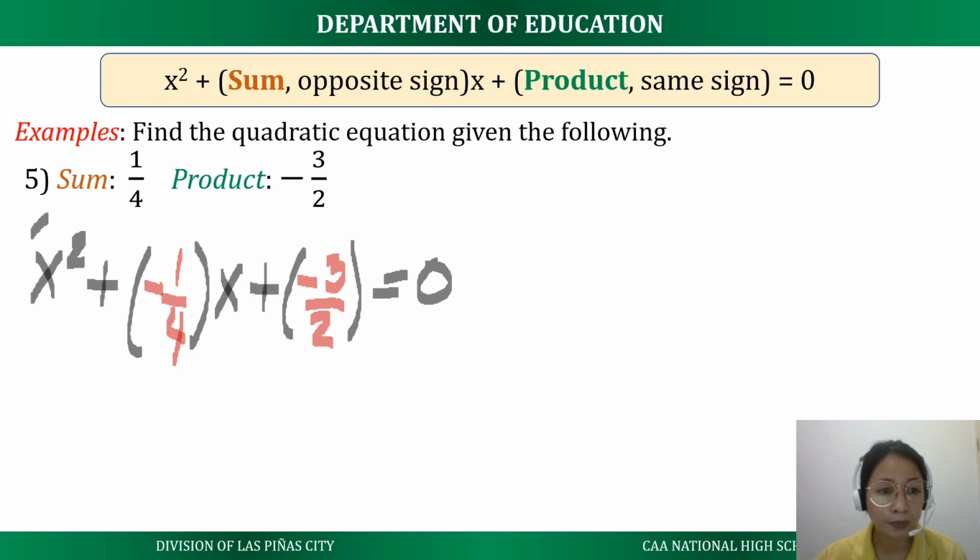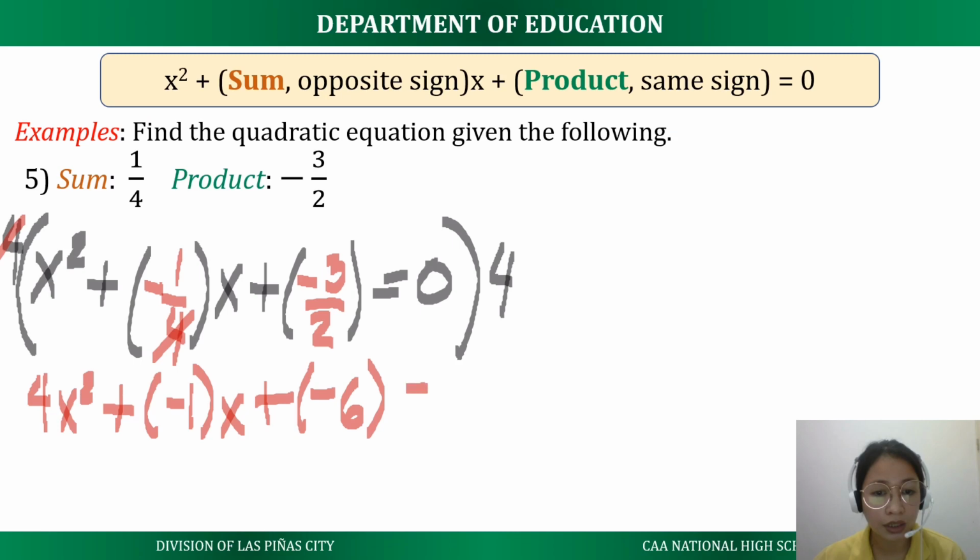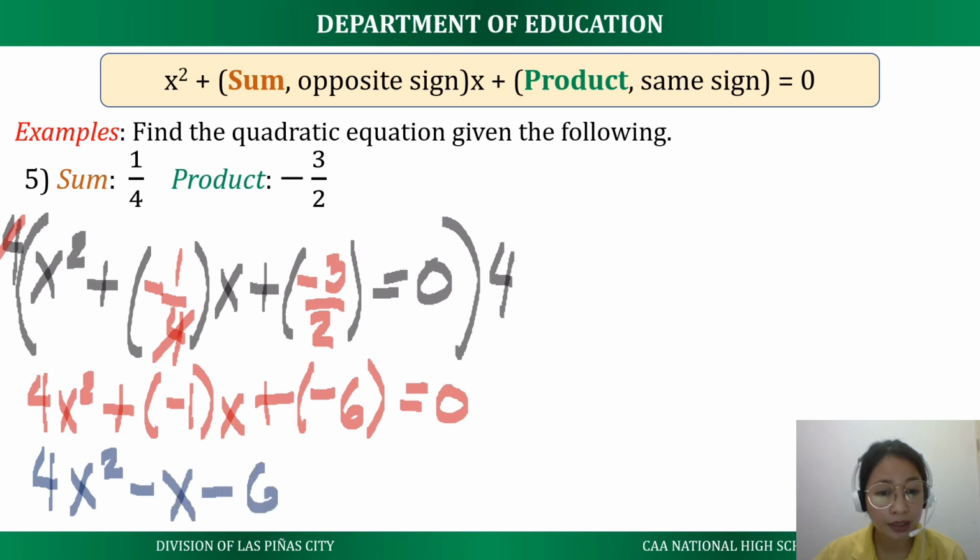Then, kunin natin yung LCM. Since ang denominator natin ay 4 and 2, ang LCM niyan ay 4. So, we multiply the whole equation by 4. Then, simplify. We have 4x squared plus, matatanggal to. Then we have negative 1x plus 4 divided by 2 is 2 times negative 3 is negative 6 equals 0. Then let's rewrite the equation. So we have 4x squared minus x minus 6 is equal to 0.